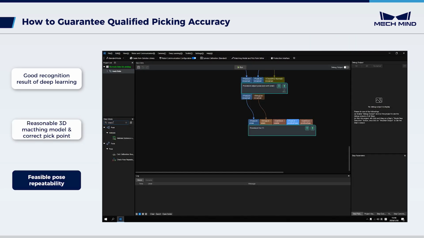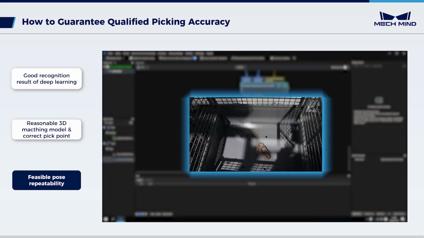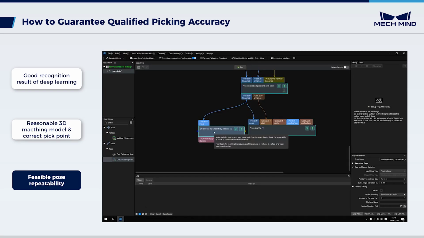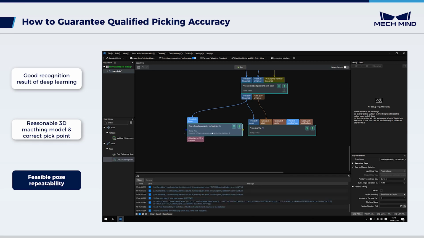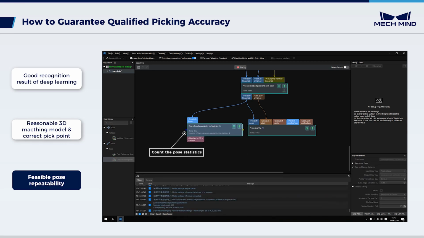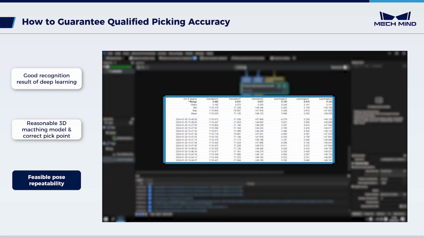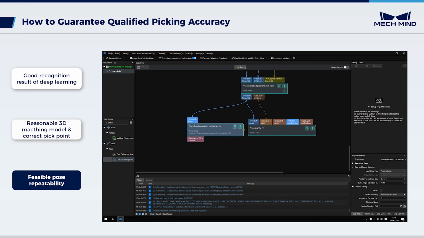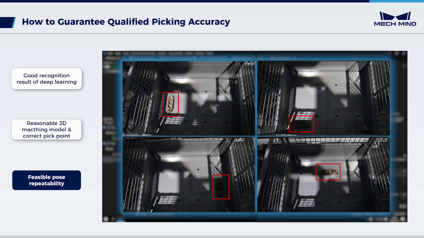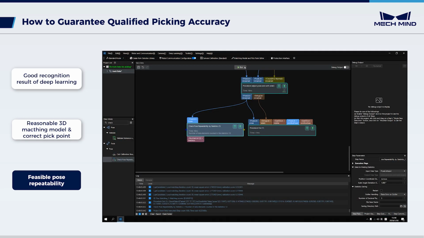Check the pose repeatability by statistics. Fix the camera and workpiece. Use the camera to capture 10 to 20 images at the same position to count the pose statistics. Observe the statistics to evaluate if the repeatability is feasible according to the requirements. If not, adjust the point cloud or reselect a suitable model to optimize. For higher accuracy, place the same workpiece in different areas and heights to count the pose statistics. Make sure the repeatability meets the requirements based on the statistics.